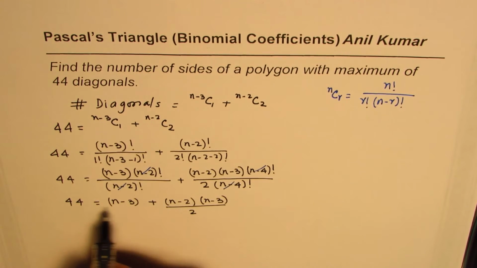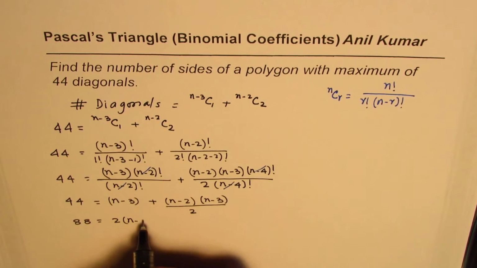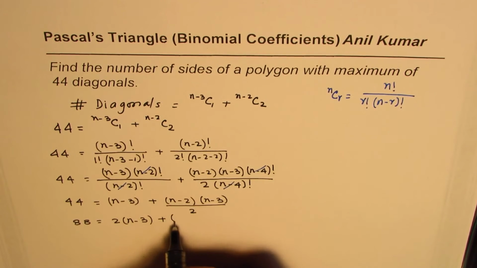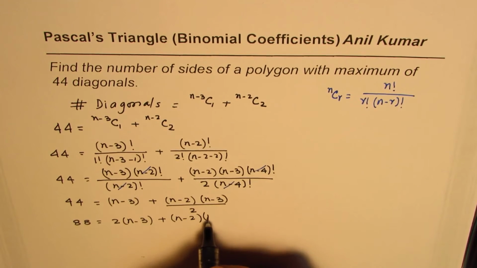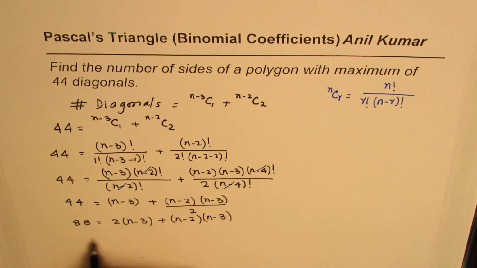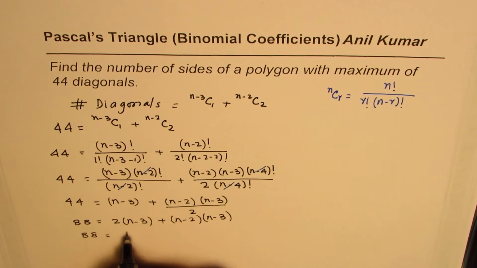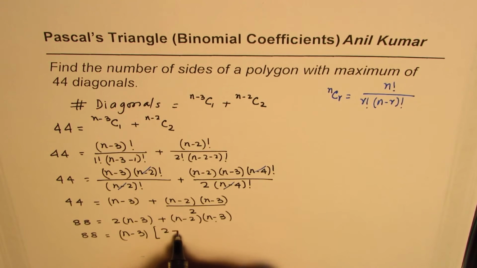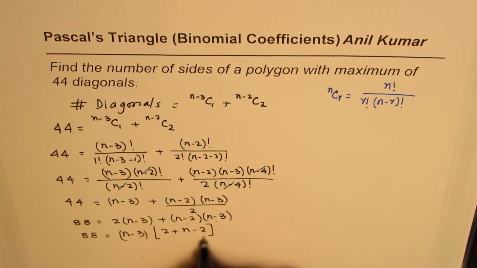Let's multiply by 2 all these terms. 44 times 2 is 88. So we get 88 equals 2 times (n-3) plus (n-2) times (n-3), right? Now to simplify, we can take (n-3) common. So we have 88 equals, we are taking (n-3) common, that is a common factor. You're left with 2 plus (n-2), right?